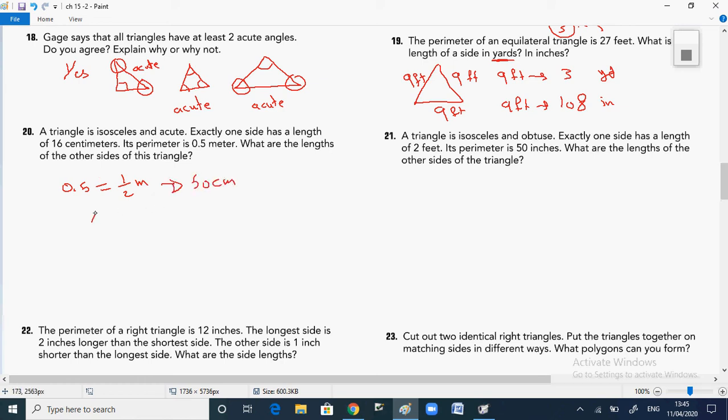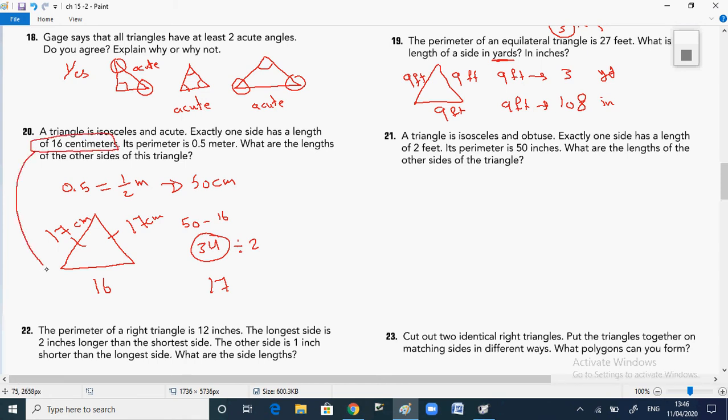Okay, so isosceles, two sides are equal. One of them is 16, the second one is not 16 because they are equal. Or the base here is 16, so now 50 minus 16 is 34. Now both of them are equal, so I have to divide by 2. I will get 17. So each side is 17 centimeters, because exactly one side is 16.